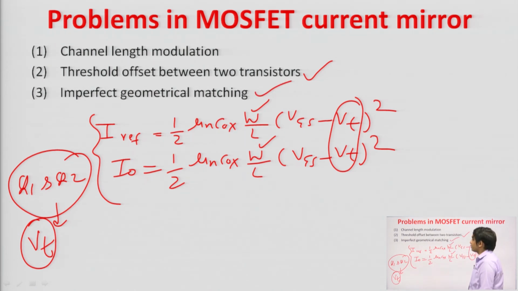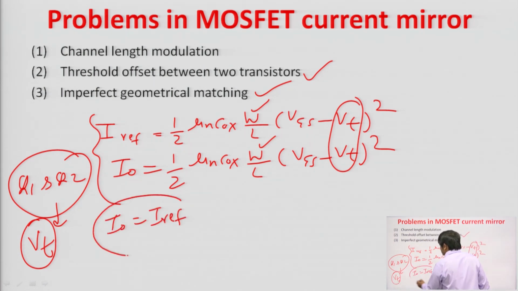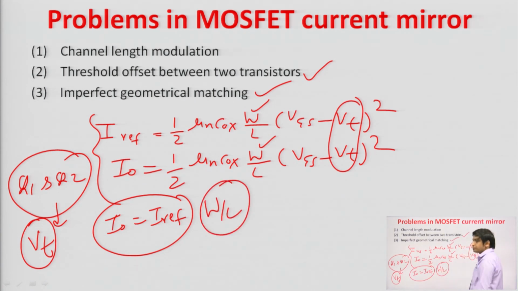The third one is imperfect geometrical matching. What is imperfect geometrical matching? See, we want I naught upon I reference, which means the W by L should be the same for Q1 and Q2. But in the fabrication, due to various processes in the fabrication laboratory like etching, photolithography, diffusion, oxidation, it may happen that W by L may not be exactly the same for Q1 and Q2. If there is a slight variation in W by L in the fabrication, then you can see that there will be an error between the input current and output current. So, these are some issues with the basic current mirror using MOSFET.